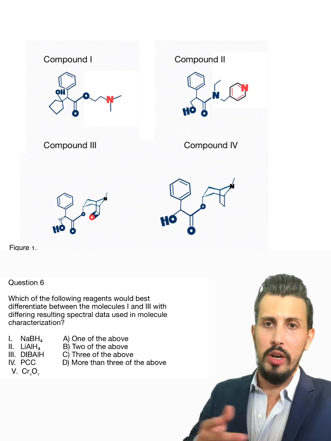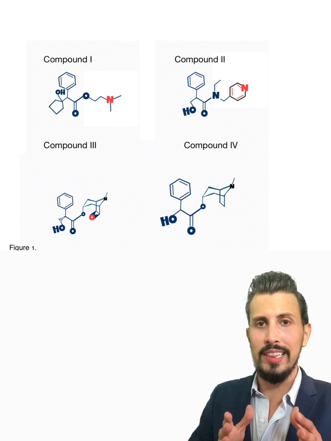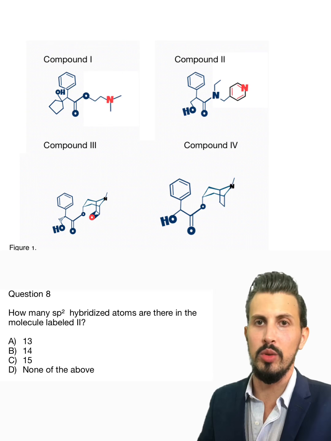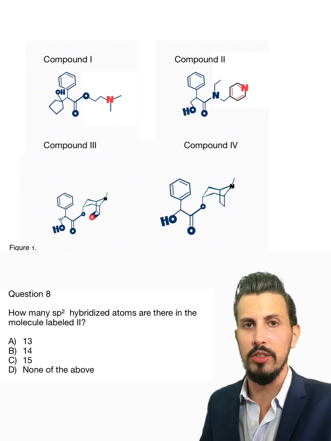And so again, the best answer is going to be pyridinium chlorochromate, due to the fact that molecule 3 will have the disappearance of the OH stretch, characteristic of hydroxyls around the 3500 region.